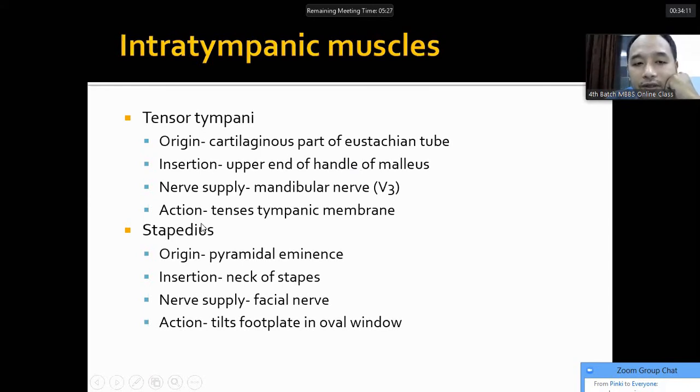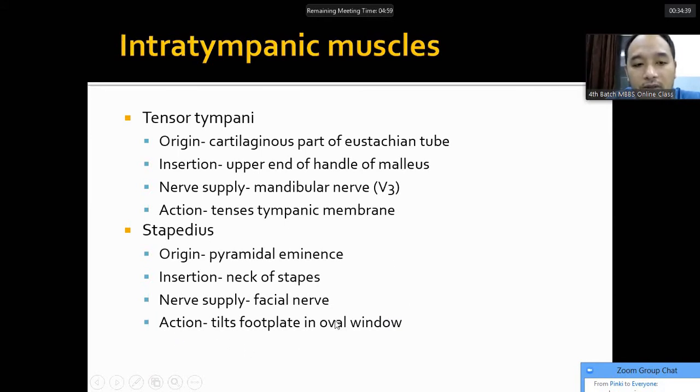The action of tensor tympani is that it tenses the tympanic membrane when it gets activated. The tensor tympani muscle is derived from the first pharyngeal arch, so the mandibular nerve, V3, supplies it. Now the stapedius: its origin is the pyramidal eminence, it inserts into the neck of the stapes, and it is supplied by a branch of the facial nerve.